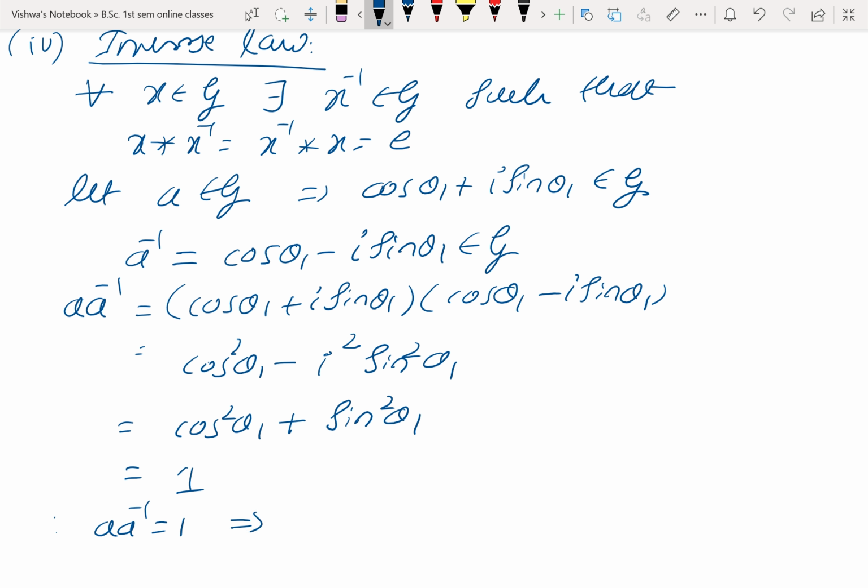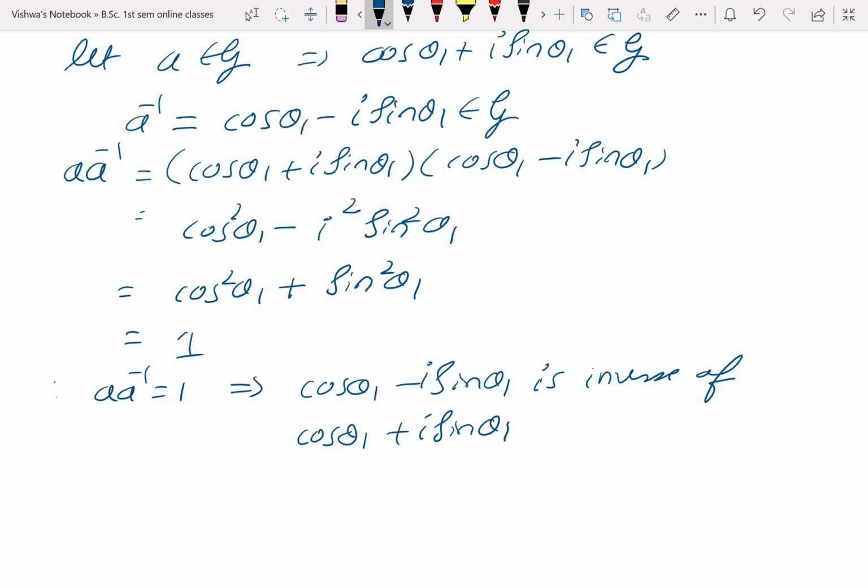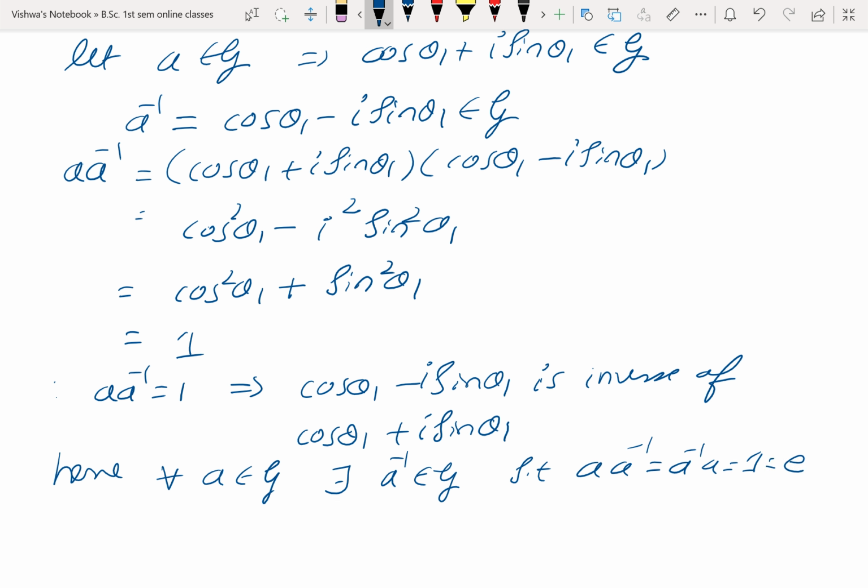It implies that cos theta 1 minus i sine theta 1 is the inverse of cos theta 1 plus i sine theta 1. Hence we can write, for all A belongs to G, there exists A inverse belongs to G such that A into A inverse equal to A inverse into A is equal to 1, which is the identity element.